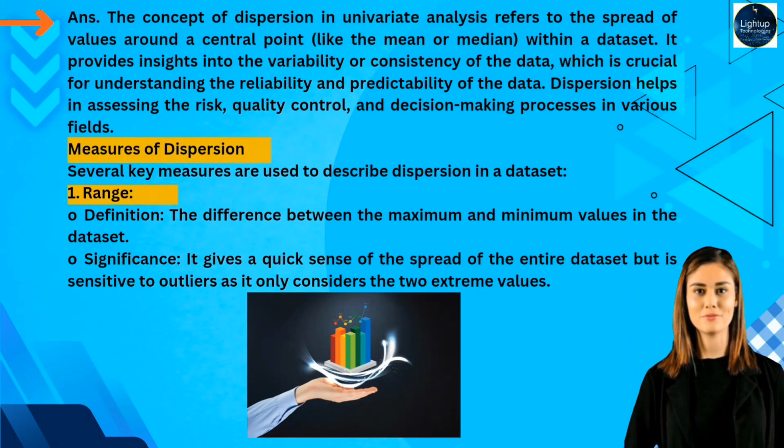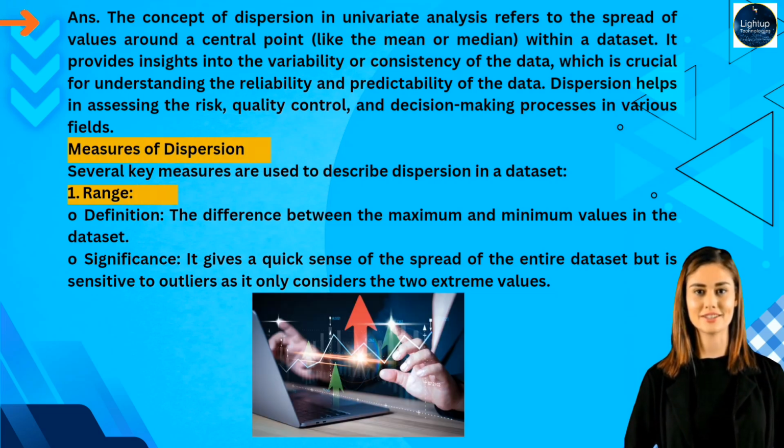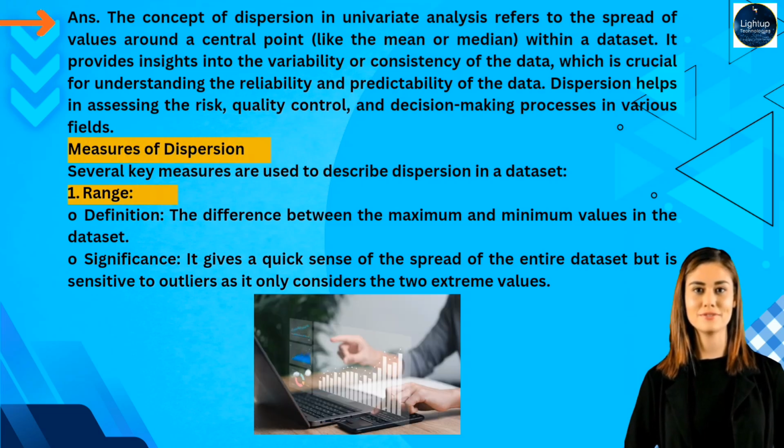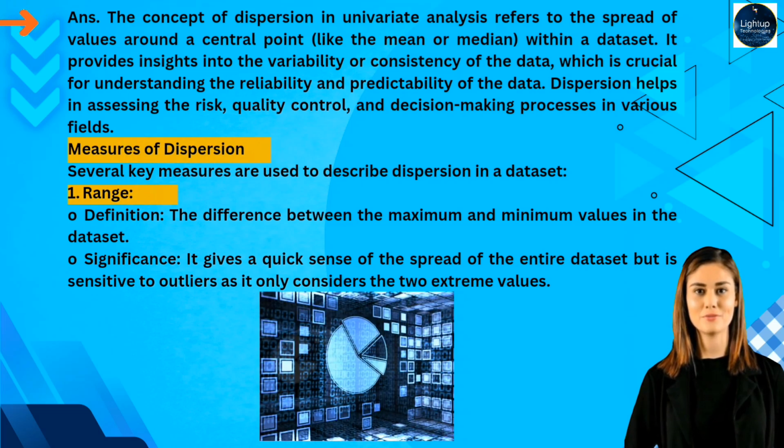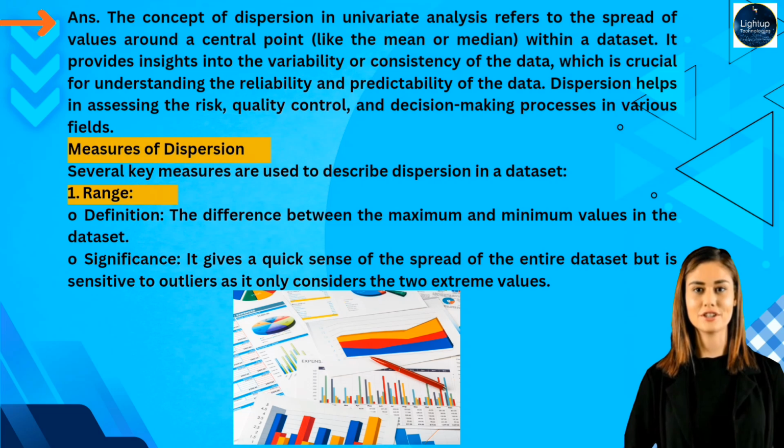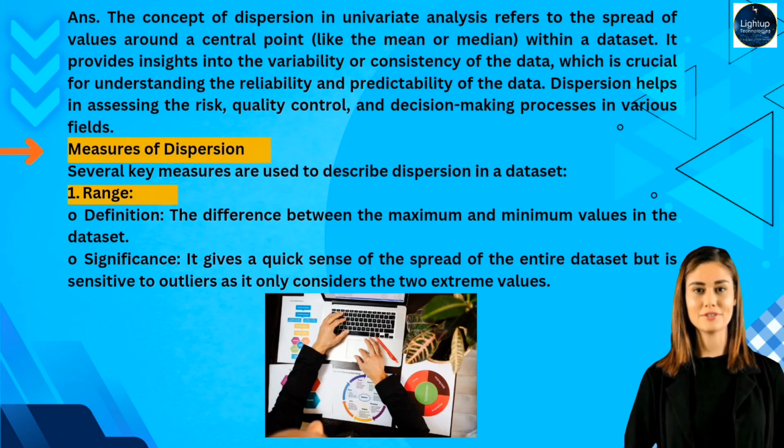The concept of dispersion in univariate analysis refers to the spread of values around a central point, like the mean or median, within a data set. It provides insights into the variability or consistency of the data, which is crucial for understanding the reliability and predictability of the data. Dispersion helps in assessing the risk, quality control, and decision-making processes in various fields.